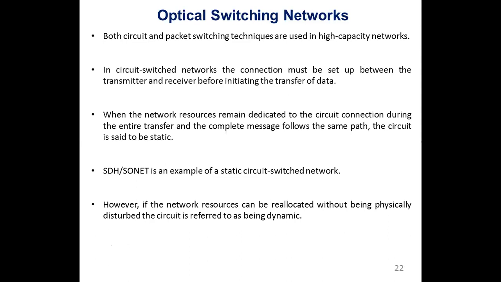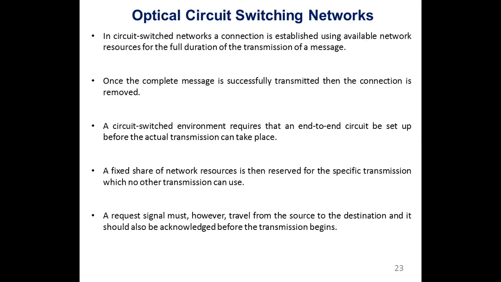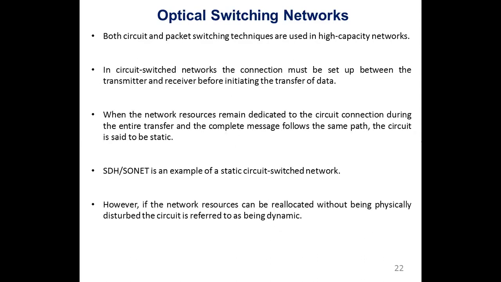So both circuit and packet switching are used in high capacity networks. In a circuit switched network, a connection must be set up between transmitter and receiver before transfer of data. The network resources remain dedicated during the entire transfer and the complete message follows the same path. And this kind of circuit switching is known as static. SONET SDH are an example of that. If the network resources can be reallocated without disruption, then that is referred to as dynamic. So there are four parts which are mentioned in the syllabus: circuit switching, packet switching, MPLS, and burst switching. And this we will cover in the next lecture.